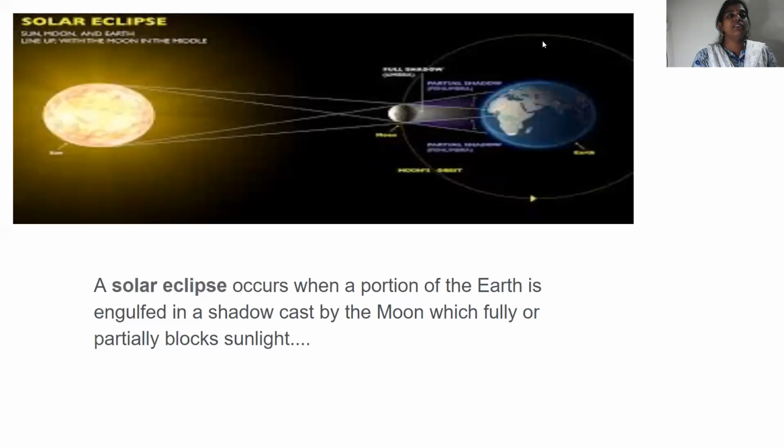Now we are going to see about solar eclipse. A solar eclipse occurs when a portion of the earth is engulfed in the shadow cast by the moon. Here the moon's shadow falls on earth, and who comes in between? Moon comes in between, and the moon's shadow will be cast on the earth. That's called solar eclipse. The shadow cast by the moon fully or partially blocks the sunlight.